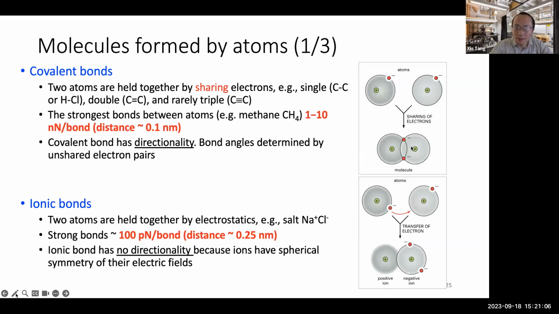The bond force is about 1 to 10 nanonewtons per bond. Each bond has 1 to 10 nanonewtons. That's actually pretty strong. The distance is about 1/10 of a nanometer, 0.1 nanometer.